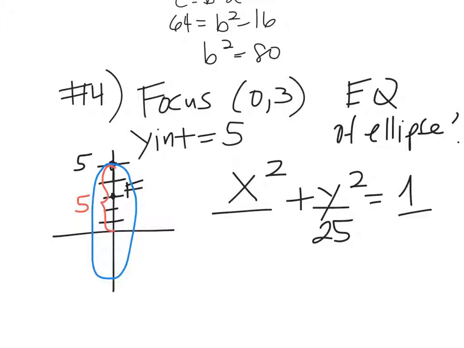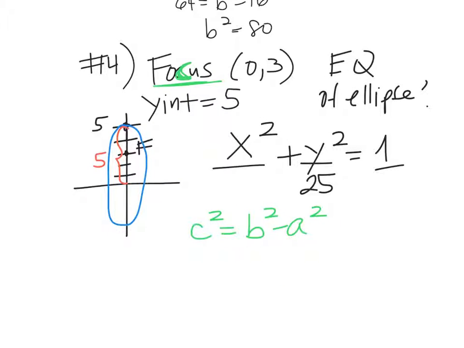Now I'm telling you, you guys, just remember, focus. See how it has the c in here? You're going to use that c equation every time. So c squared equals big number minus smaller number. It's bigger going this way than it is that way, up and down. So let's go ahead and find out what these numbers are. So c, remember, is the distance from the center to the focus. How far is that? From the focus? It's 3.